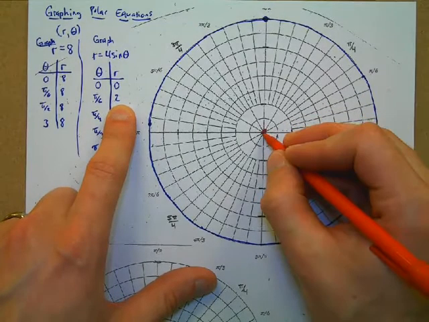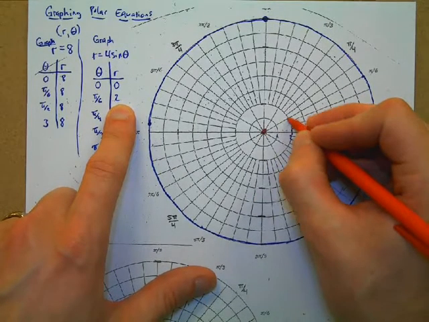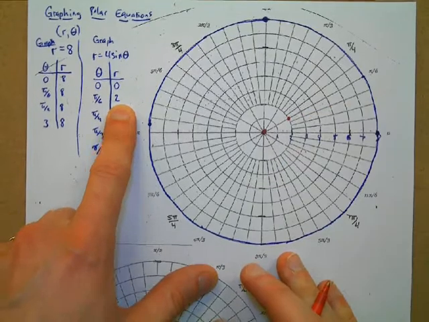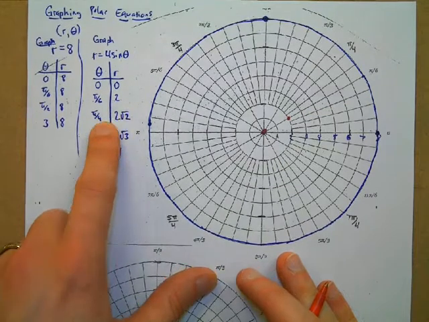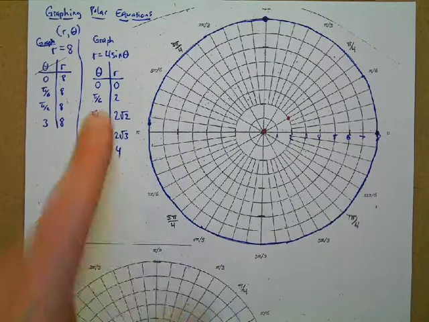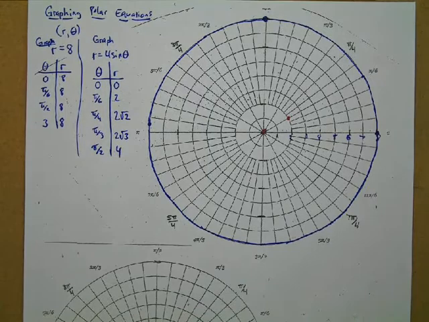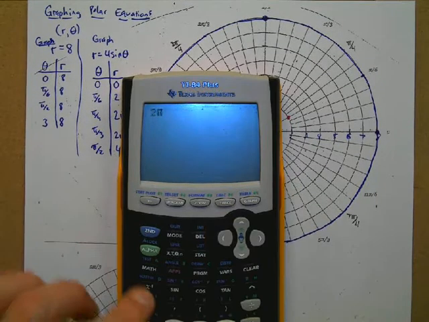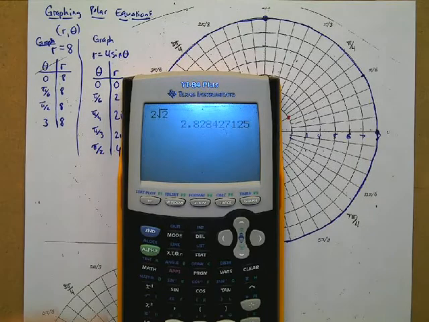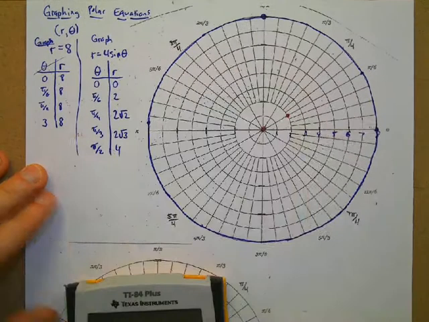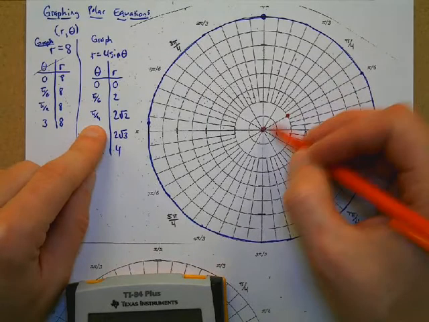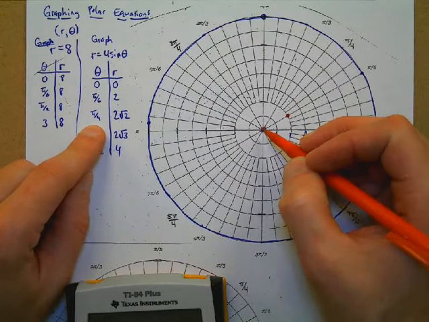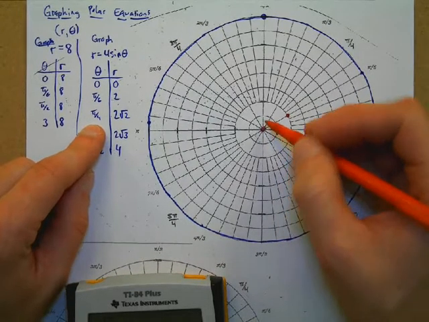And then pi over 4, 2 root 2. Now we're going to have to cheat a little bit here because 2 root 2 is not easy for us to graph without knowing what the decimal is. So it's about 2.8. So at pi over 4, we're going to count out almost 3 rings, right? We're going to go out almost 3. So 1, 2, and then here would be 3, but we want to go less than that. We want to go 2.8, so maybe right there.